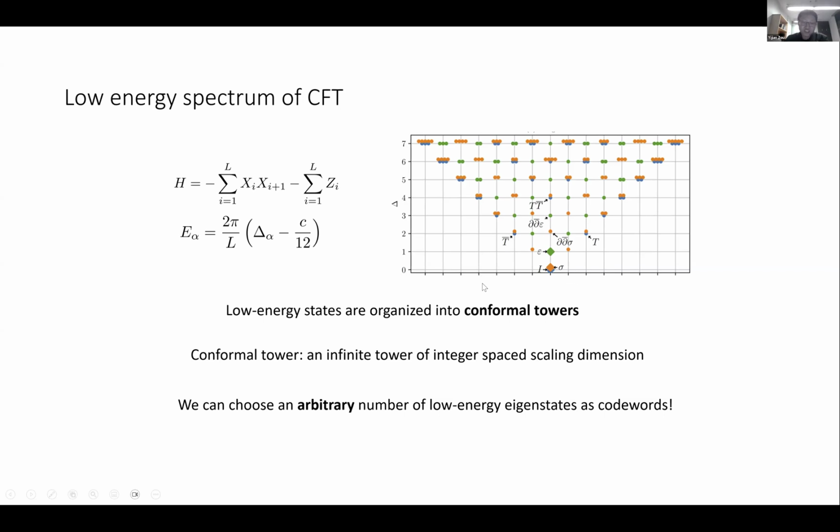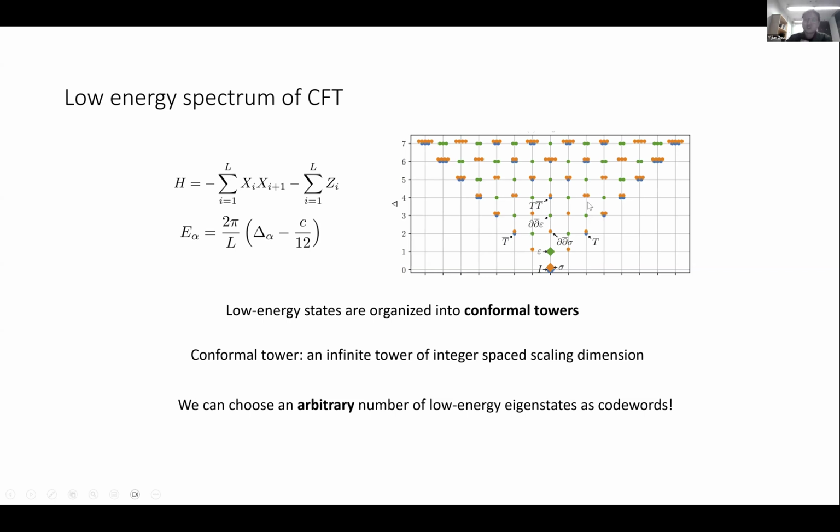A key property of the conformal tower is that the scaling dimensions differ by integers. If you look at all the green dots, they always fall at integer scaling dimension, because the primary state, which is the lowest one, has scaling dimension equal to 1. So any state that originates from this state always has integer scaling dimension.